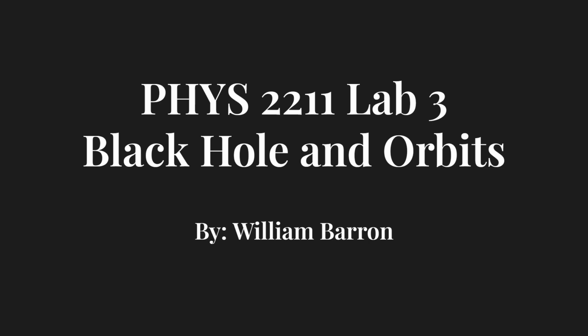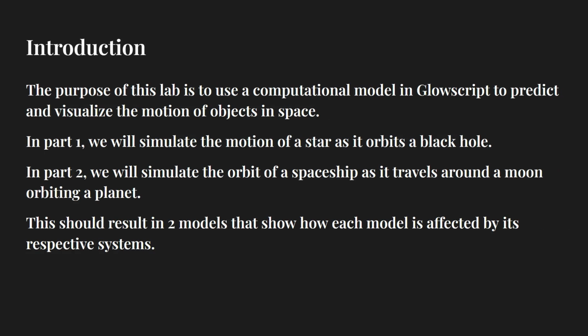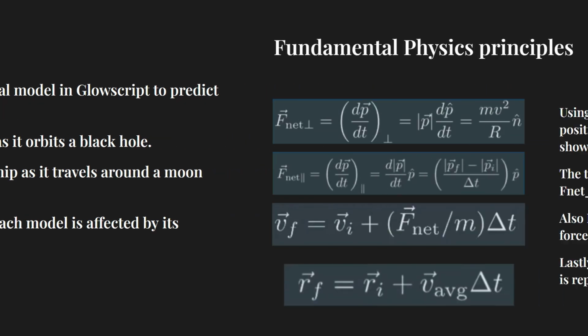This is Physics 2211 Lab 3, Black Hole in Orbits, by William Barron. The purpose of this lab is to use a computational model in GlowScript to predict and visualize the motion of objects in space. In Part 1, we will simulate the motion of a star as it orbits a black hole, and in Part 2, we will simulate the orbit of a spaceship as it travels around the moon orbiting a planet. This should result in two models that show how each model is affected in its respective system.